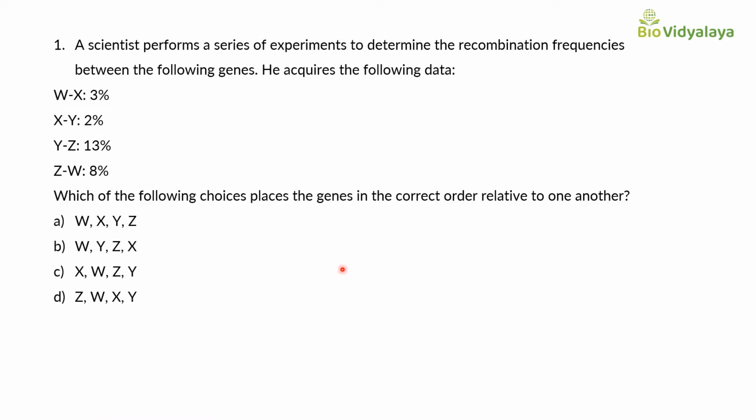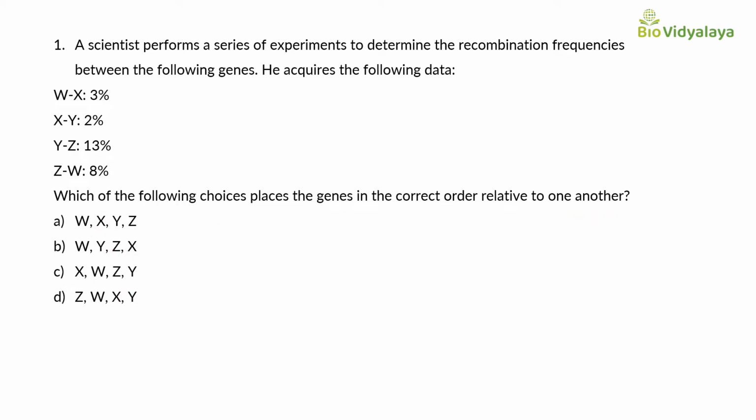So let's start with the first question. A scientist performs a series of experiments to determine the recombination frequencies between the following genes. He acquires the following data. Recombination frequency between WX 3%, XY 2%, YZ 13% and ZW 8%. Which of the following choices places the genes in the correct order related to one another?